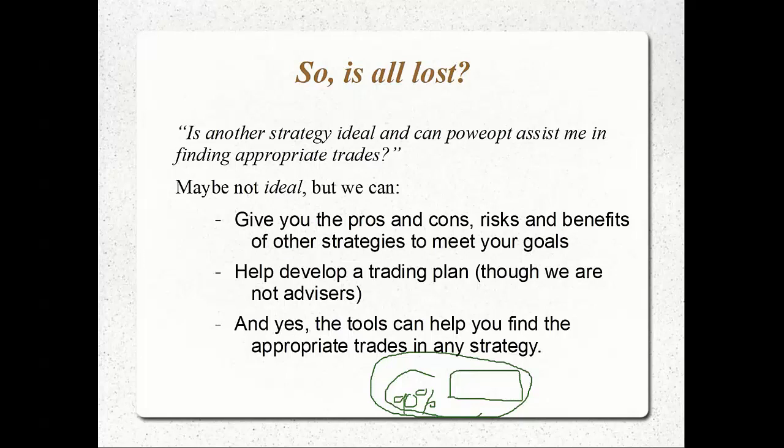And of course, yes, the tools can help you find the appropriate trades in any strategy that match your trading goals, whether you want to control risk first and look for the returns later, or whether you want to evaluate positions that might take on more risk with the lure of leverage, trying to put in a trading plan and management technique to go forward. So all is not lost at all. We just need to delve into the structure a little bit more.